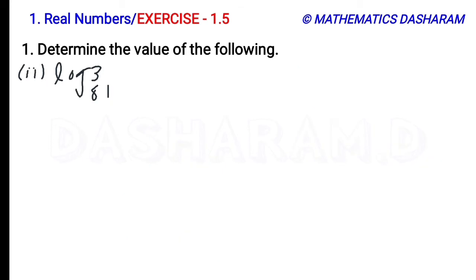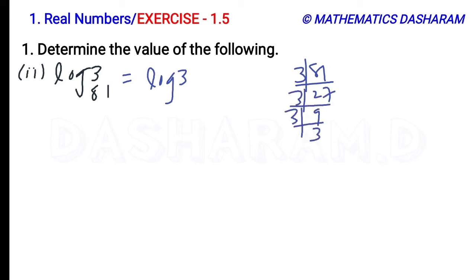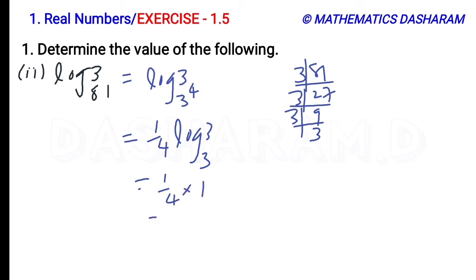Second question, log 3 base 81. 81 in exponential form: 3 27s are 81, 3 9s are 27, 3 3s are 9. So 3 to the power of 4. So here also, like the previous question, 1 by 4 log 3 base 3. Log 3 base 3, answer is 1. So it is equal to 1 by 4.